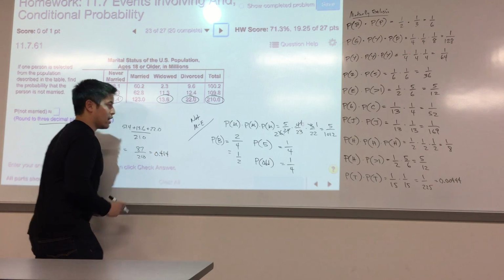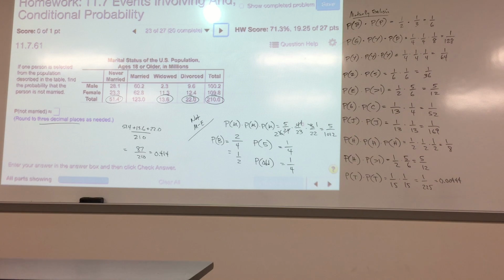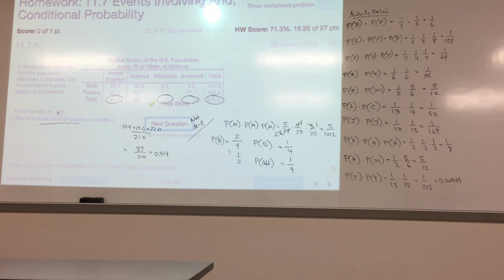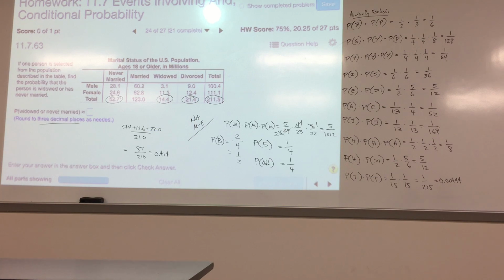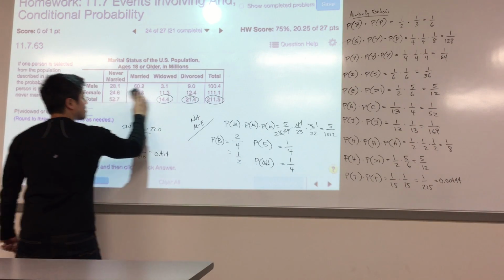You need to always pay attention to how they want the answer put in, right? Do they want it as a fraction or as a decimal? Perfect, good job, nicely done. Does that make sense, everybody? So pay really close attention to the wording. Not married doesn't mean never married. Not married means whatever situation you're currently in, you don't happen to be married. Okay, good job. Let's move on.